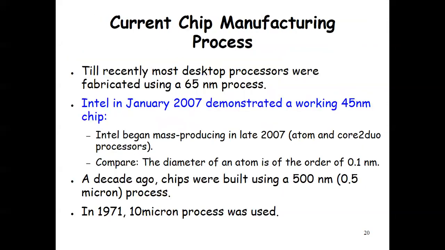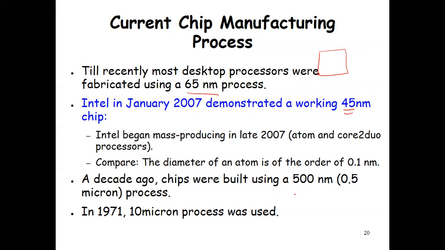Till recently, most desktop processors were fabricated using a 65 nanometer process. That is the feature size. Intel, in January 2007, demonstrated a particular IC whose size is only 45 nanometer.